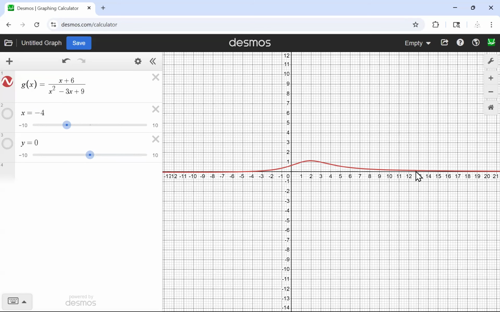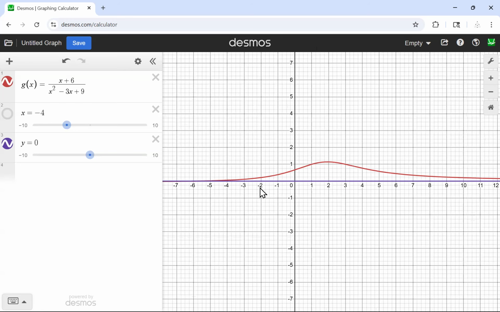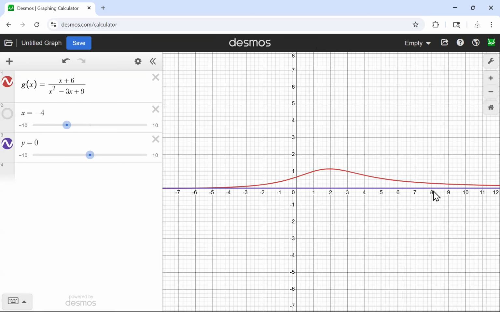You can see both on the left and on the right, we're approaching the x-axis. That's the line y equals 0. So we have a horizontal asymptote there. But there's no place that it shoots off to positive infinity or shoots down to negative infinity. So there's no vertical asymptote on this. So we have a horizontal asymptote of y equals 0 and no vertical asymptote on this function.